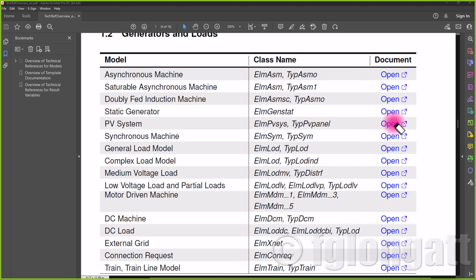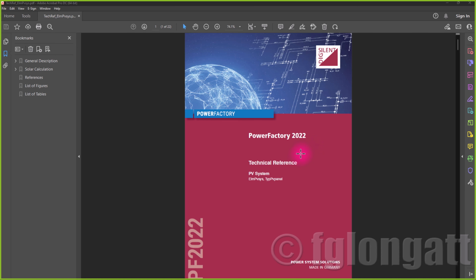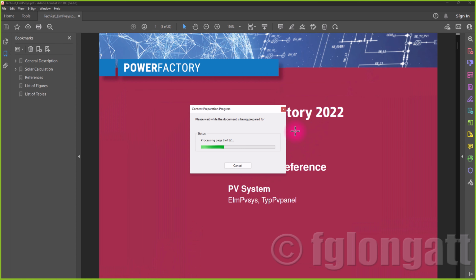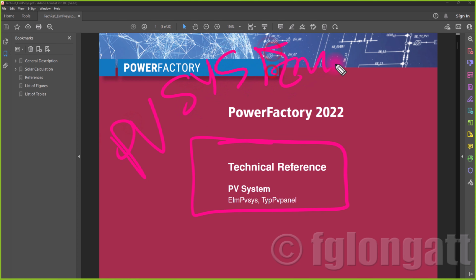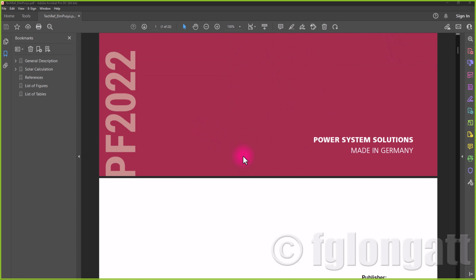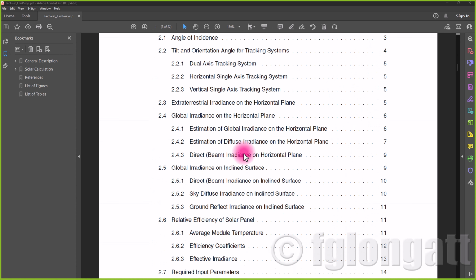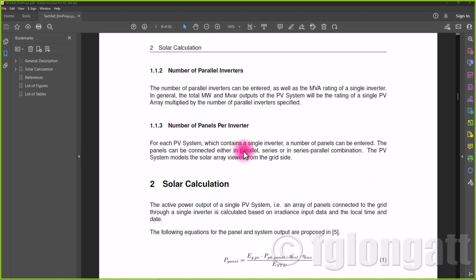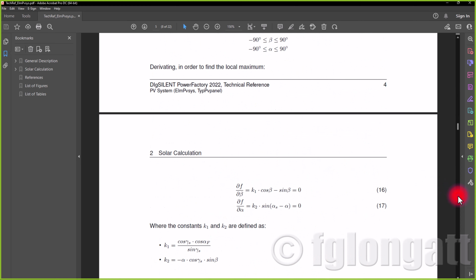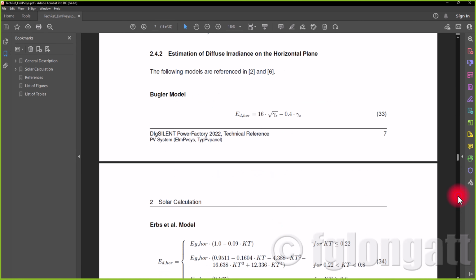And after clicking there, look over here. Yes, this is the beautiful user manual of the PV system. This is the PV system. And inside this PV system, you will find several... I think it's here. No, this is for the PV system. This is not the generator that I'm looking for. Let me see. No, this is the solar calculations. No. Let me go back here.